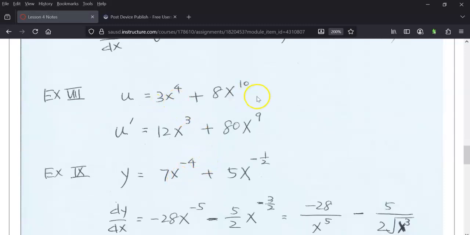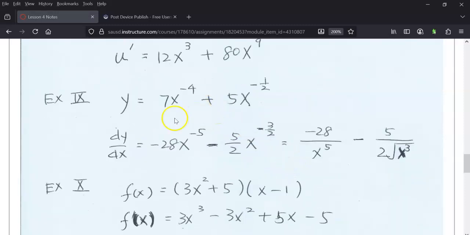Now we have a polynomial. If you have a polynomial, u equals 3x to the fourth plus 8x to the 10th, to take the derivative, you can treat it as two separate functions. You can take the derivative of the first term and then take the derivative of the second term. Then you will have the same thing.